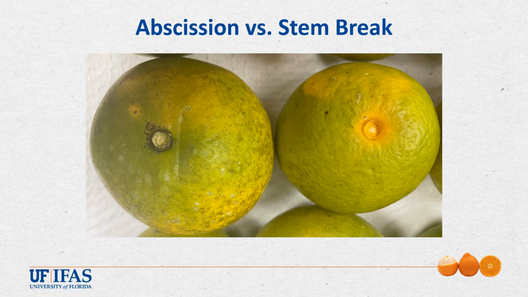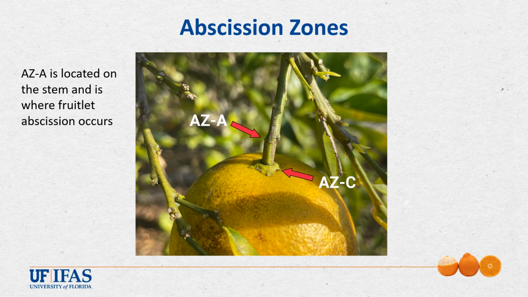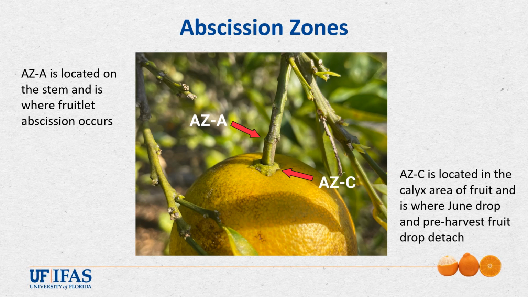Abscission occurs in distinct areas from the plant, referred to as abscission zones. There are two types of abscission zones in citrus. Abscission zone A, or AZA, occurs at the top of the peduncle on the stem, and abscission zone C, or AZC, occurs at the calyx at the base of the peduncle where the fruit is attached to the stem.